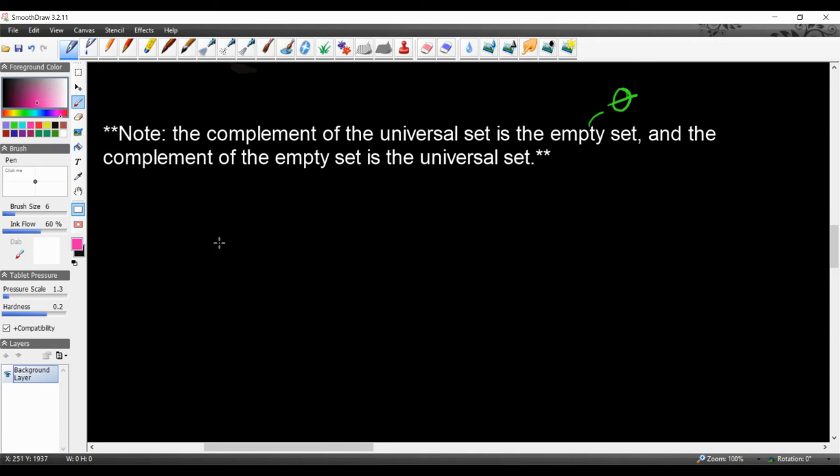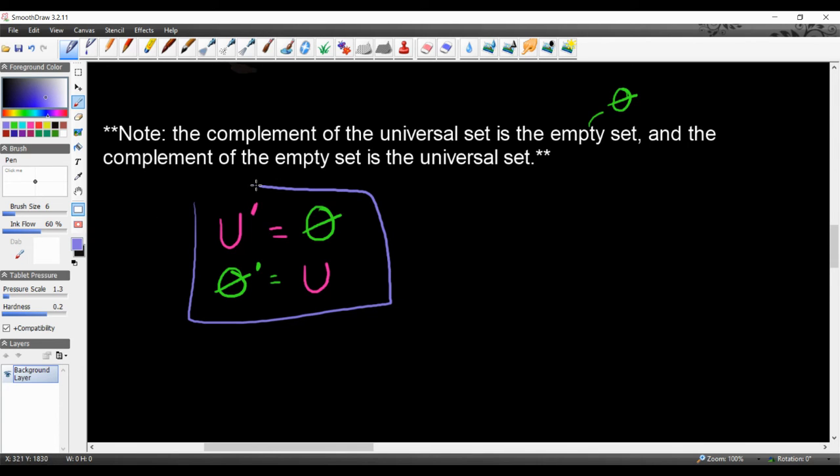So what that looks like, let's say we have U, okay? The complement of U would be U complement, okay? So U complement is going to be equal to that empty set, okay? And the complement of the empty set, so the complement of this empty set, okay, is going to be equal to the universal set. And it's just something you want to take note of because it's one of those properties you just got to know, okay?